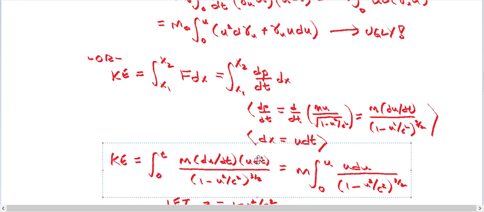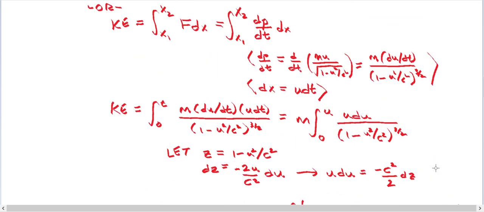And then multiplying through and canceling stuff, the dt's go away, and we have that this is equivalent to, again treating the mass as invariant, bringing it outside of the integral, m times the integral from now 0 to u, now we're integrating over u, of, in the numerator, u du, in the denominator, the quantity 1 minus u squared over c squared to the 3/2.